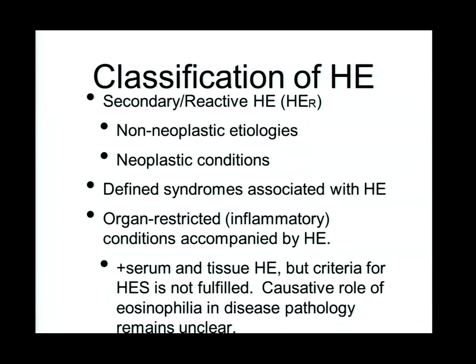And the defined syndrome is interesting because you'll see hypereosinophilia. There's some association of the pathogenesis with the elevated eosinophil, but the actual activity of the eosinophil itself may not be related to the disease. And then there's the organ-restricted inflammatory condition accompanied with hypereosinophilia. That's your eosinophilic esophagitis, your chronic eosinophilic pneumonia. So they have hypereosinophilia, there is tissue involvement, but they really don't fit the hypereosinophilic syndrome category.